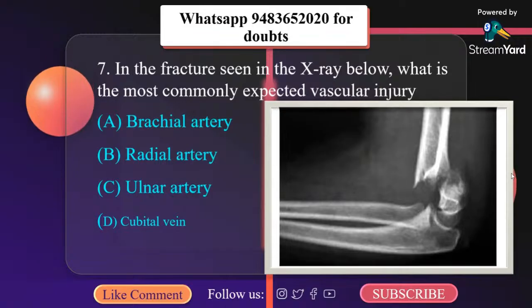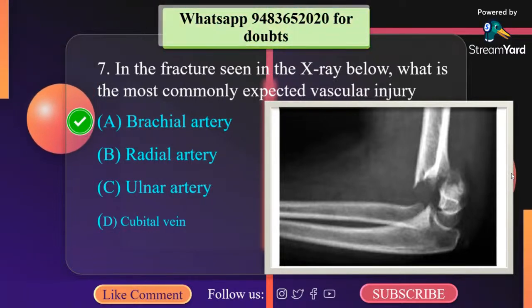In the fracture seen in the X-ray below, what is the most commonly expected vascular injury? A. Brachial artery. B. Radial artery. C. Ulnar artery. D. Cubital vein. It is the brachial artery.